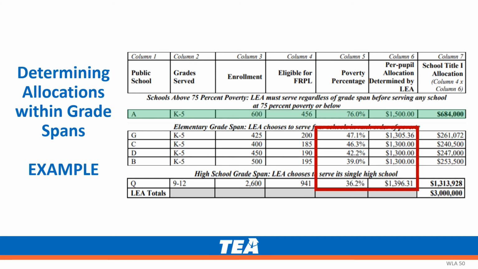This is allowable, again, because when an LEA allocates Title I funds by grade span, the rule that the LEA must allocate a higher per pupil amount to campuses with higher poverty rates than it allocates to campuses with lower poverty rates would apply within each grade span and not across grade spans.